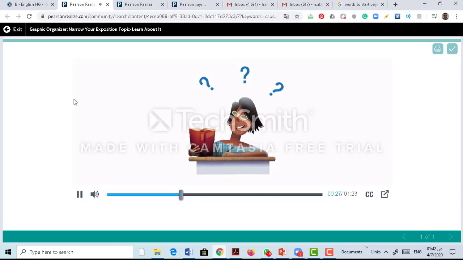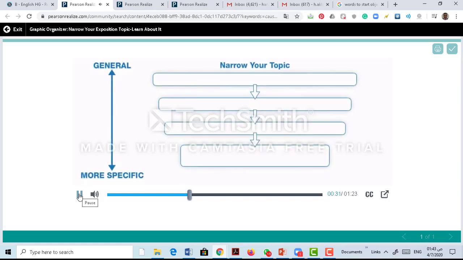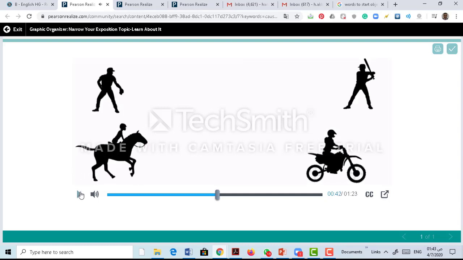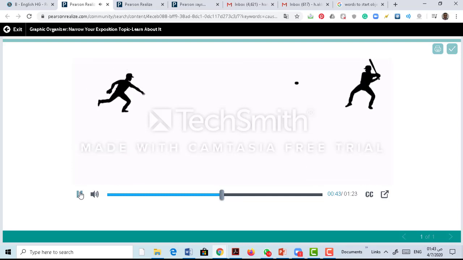As it turns out, all you really need are your curiosity and a narrow-your-topic chart. First step, pick a general topic that you are interested in. Okay, that works. But which sport? Pick a specific one to narrow. So the general idea here is sports. Next step is to make it narrower. Specify which sport you are talking about, narrowing your topic further.